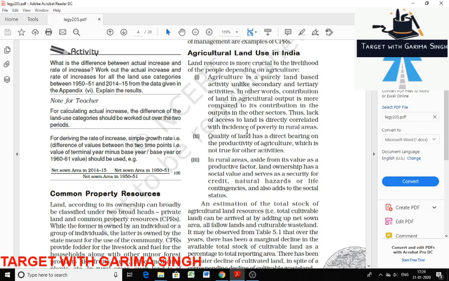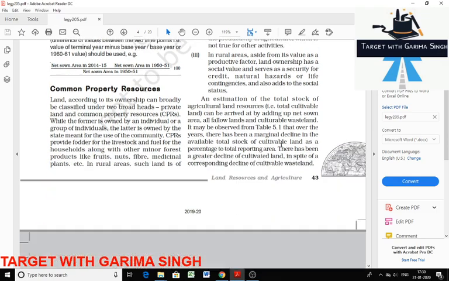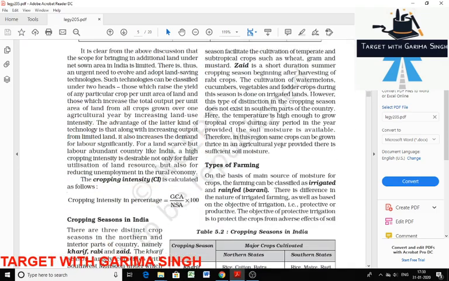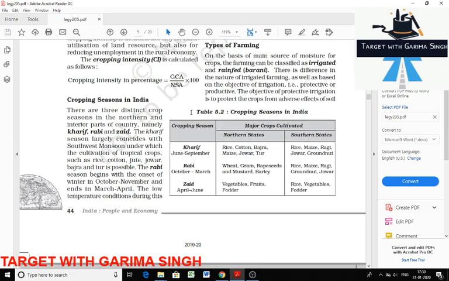Availability of total resource for agriculture use is calculated by adding up net sown area, all fallow land and cultivable wasteland. Now I will discuss the cropping seasons in India. These are the three cropping seasons in India. First one is Kharif. Kharif crops are basically sown from June till September.